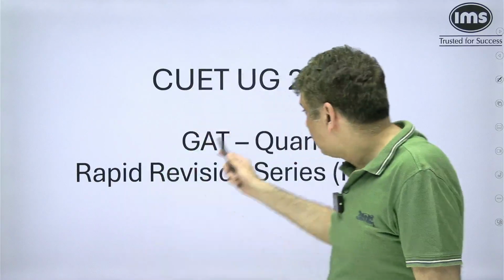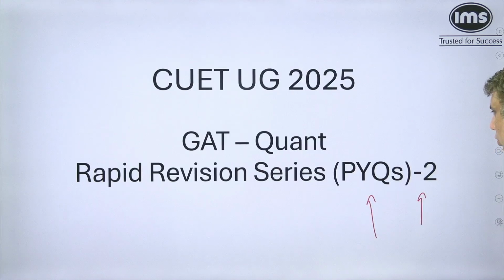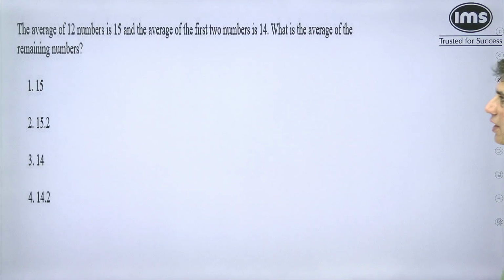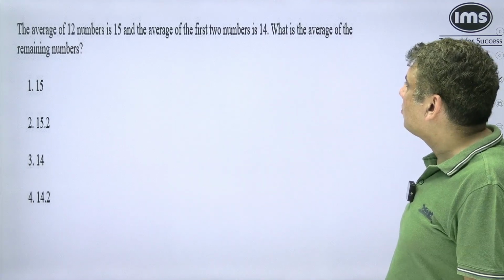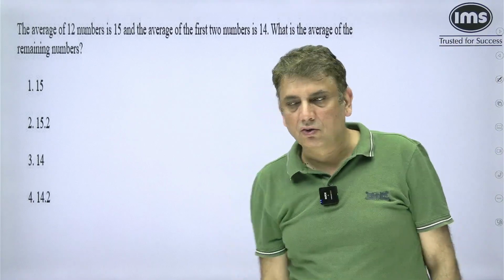So GAT, Quant, Rapid Revision Series of past year questions, part 2. Without wasting even a single moment, let's discuss the questions for today. The first one is, the average of 12 numbers is 15 and the average of the first two numbers is 14. What is the average of the remaining numbers? Again, pause the video, try to solve the question first.